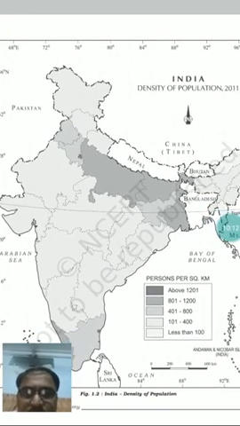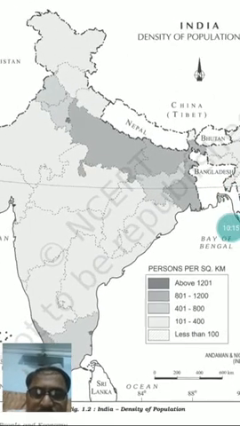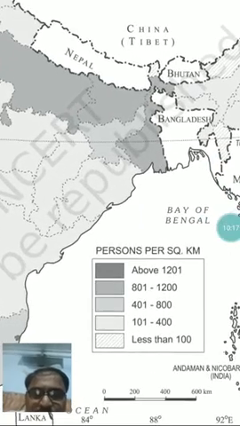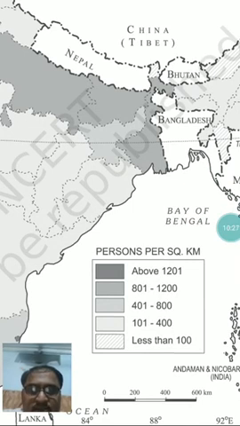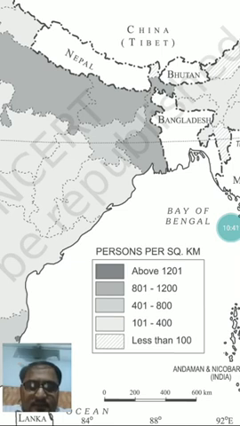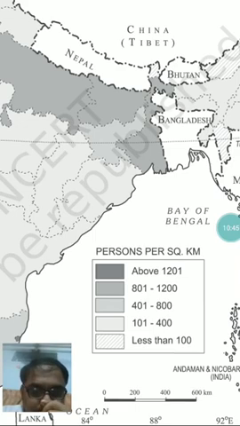And the scale is given in this index separately, showing that population density above 1200 persons per square kilometer is shown by this dark shade, and then 801 to 1200, then 401 to 800, slightly lighter, then 101 to 400, lighter still, and then the cross zigzag line is less than 100. So this is the index scale.